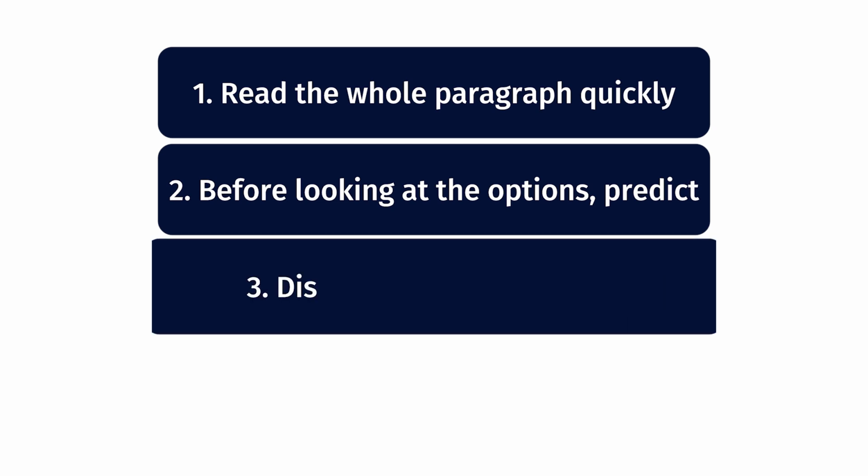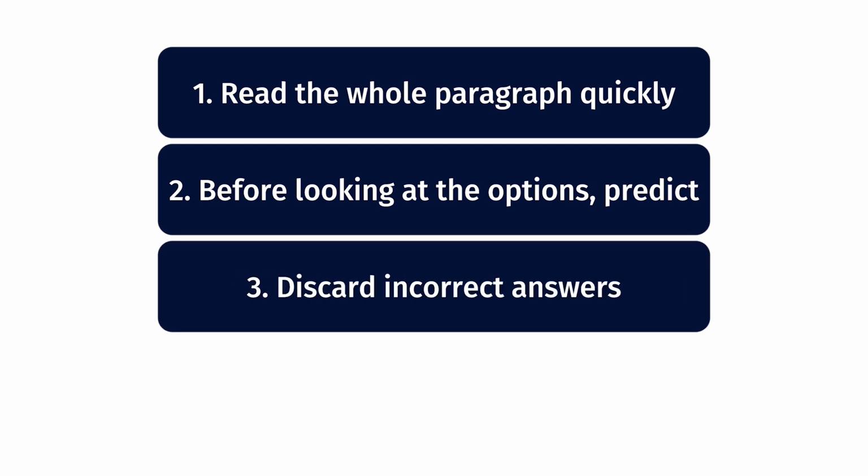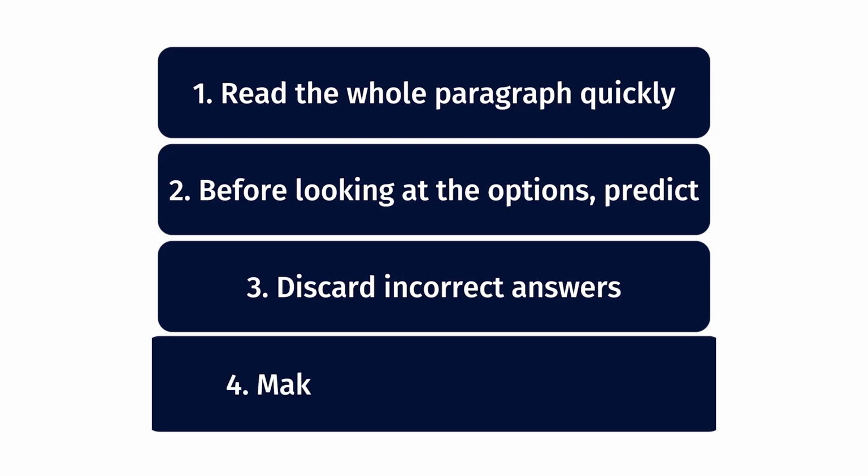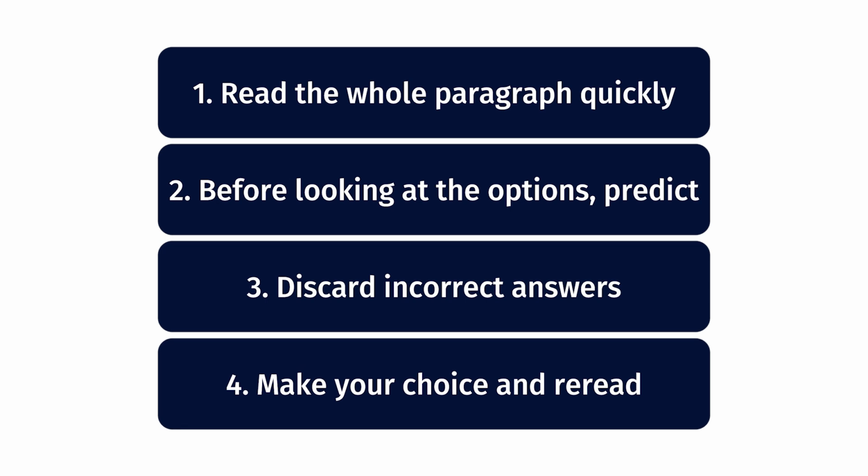Then step 2, before you look at the possible answers in the drop-down menu, I want you to predict what kind of word it's supposed to be. And we do this because it then helps you to more quickly identify which is the correct option when you actually click the drop-down menu and look at the real answers. Step 3 is to discard, get rid of any answers that are definitely incorrect. That could be for grammar reasons or other reasons, and we'll practice that in a minute as well. Then step 4 is to make your choice and reread the whole paragraph to make sure that all of your choices make sense and that they sound and feel right.